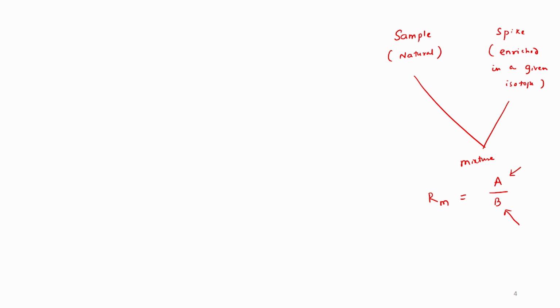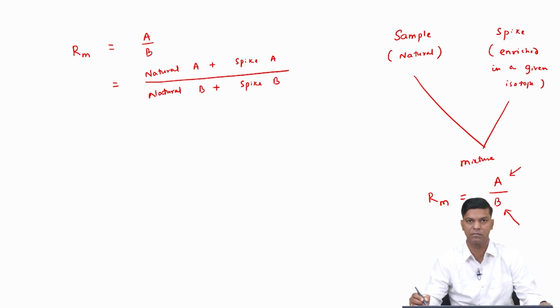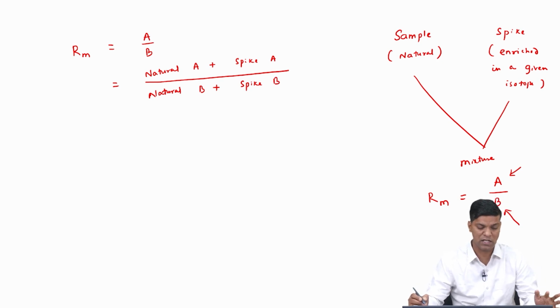In that case, Rm, which is A by B for us, can be written as natural A plus spike A in atoms, divided by natural B plus spike B. So, if you are representing them in atoms, then the isotopic ratio is nothing but the amount of A coming from natural or your sample plus spike.